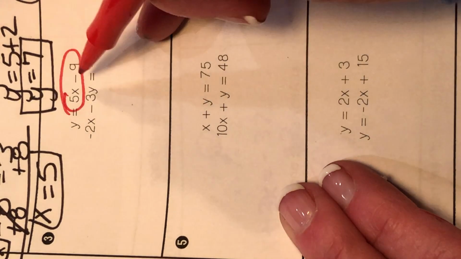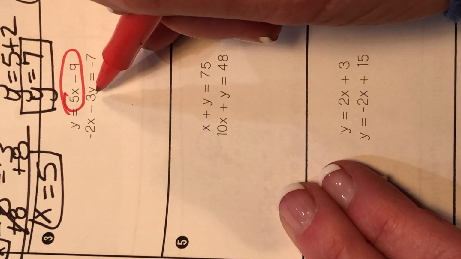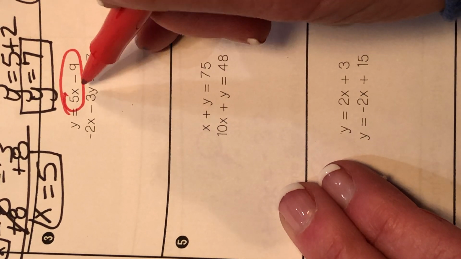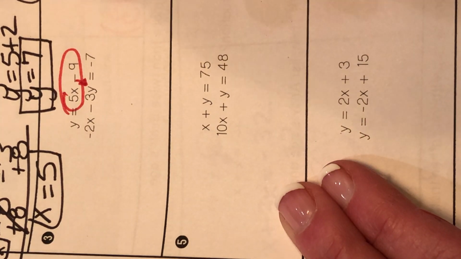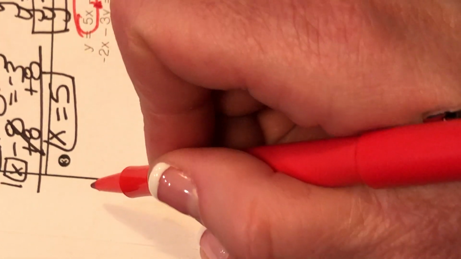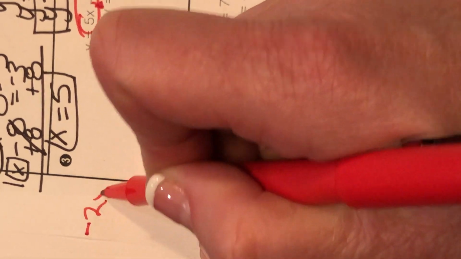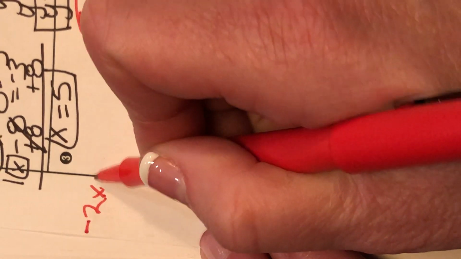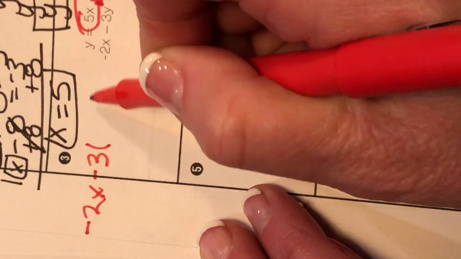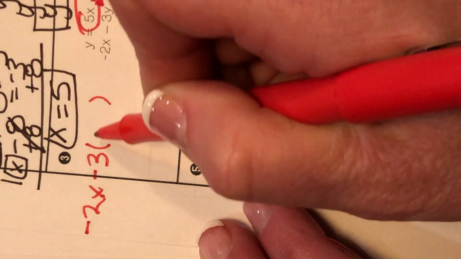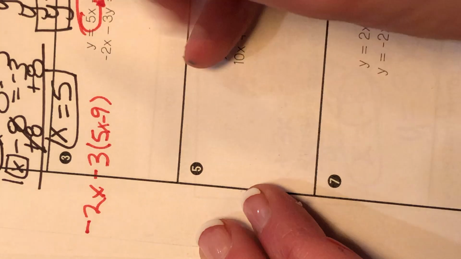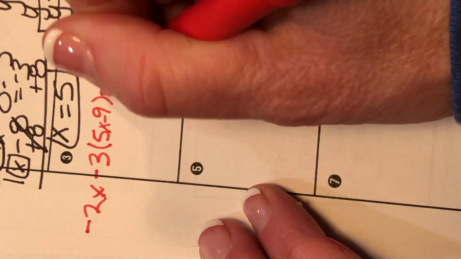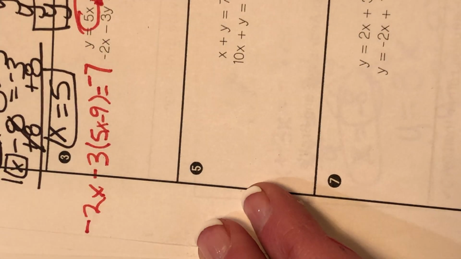So we go on to step 2 where we actually do the substitution. The y in the second equation can be replaced or substituted with 5x minus 9. So over here, I'm going to go ahead and write that out. Negative 2x minus 3 times, and this is where we put the 5x minus 9 in place of y, and that equals negative 7.